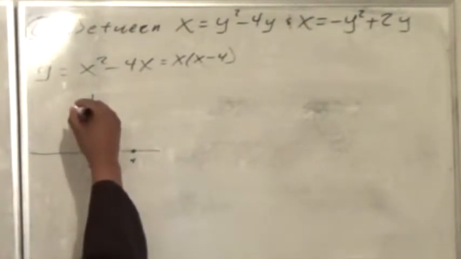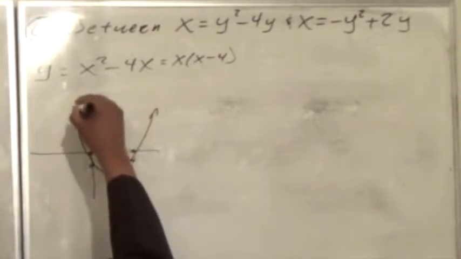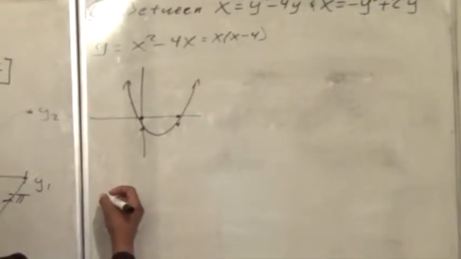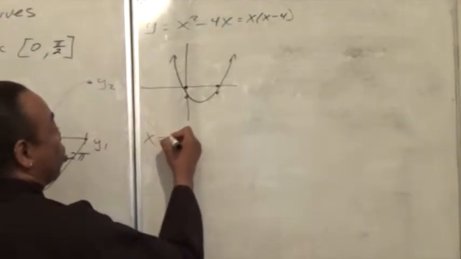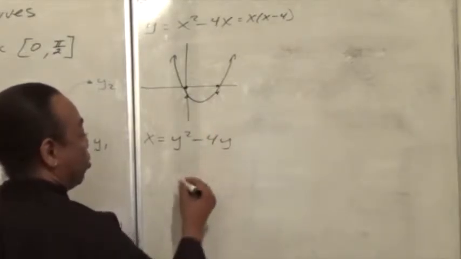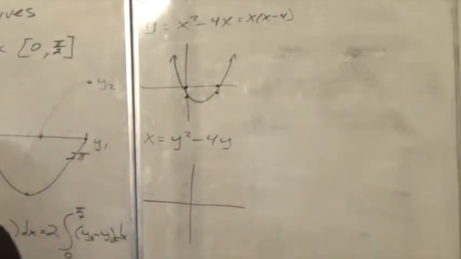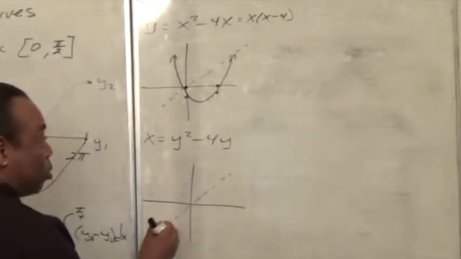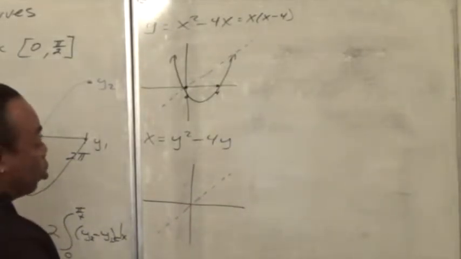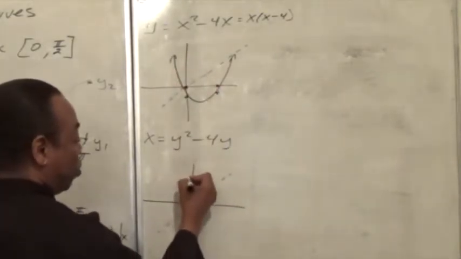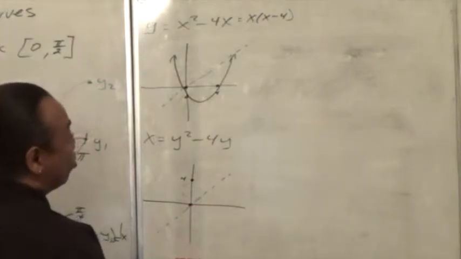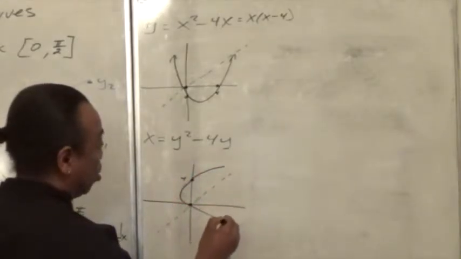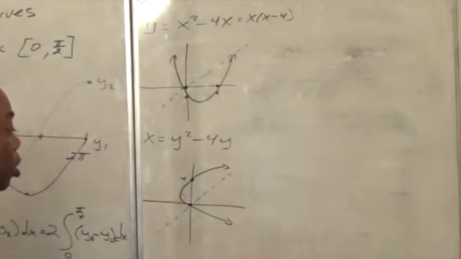And it's positive, so my parabola will have this look. Okay. Now, when I flip this over to x equals y squared minus 4y, we will get a reflection about the diagonal here. And so that reflection will give me, this 4 will go to here, it will be a positive 4. 0 will remain. And this is what my graph will now look like. Okay, so this is my graph.